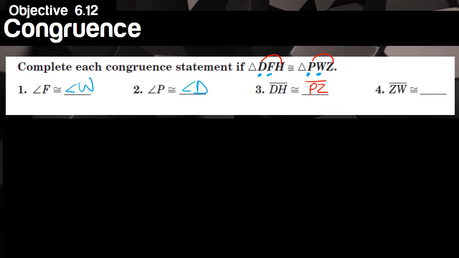So you can see how I kind of matched up the letters using that little line. I'm just connecting the two letters together to make it easier for me to determine what the line segment is. So then we have line segment ZW matches up with line segment HF.